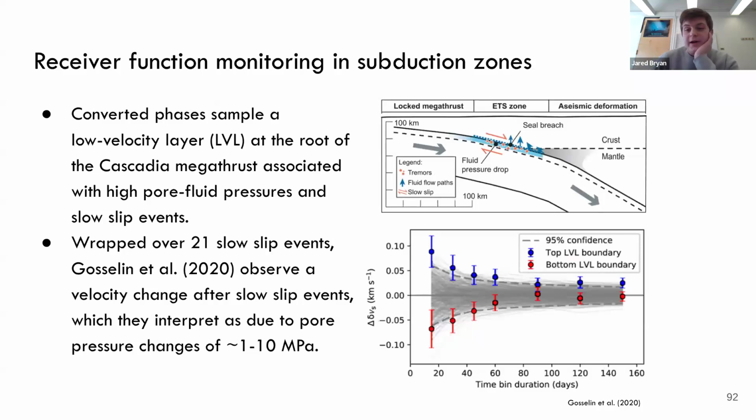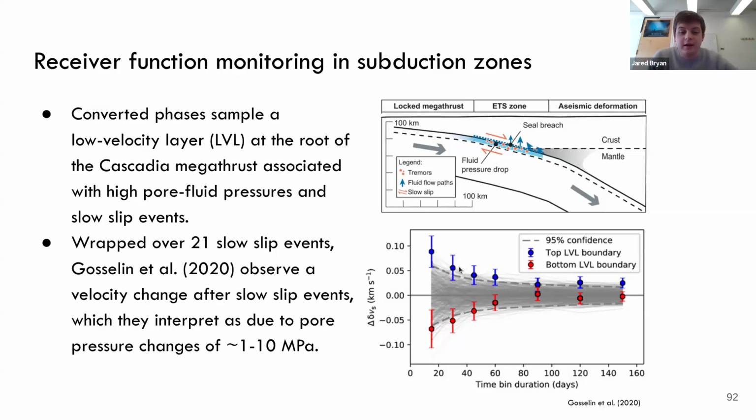There's been some work by our collaborator Pascal Audet and his group looking at seismic velocity changes during slow slip events. In some ways, this is like the natural place to measure receiver functions, because you're looking at changes that are occurring on a boundary on the plate interface, and so they generate a strong converted phase.